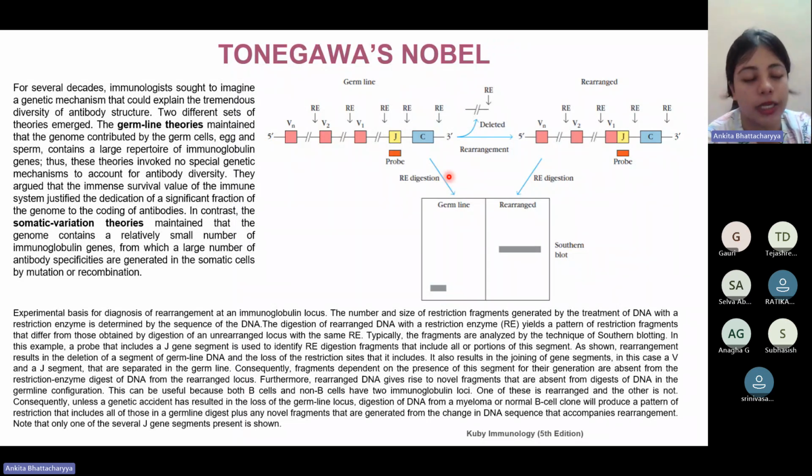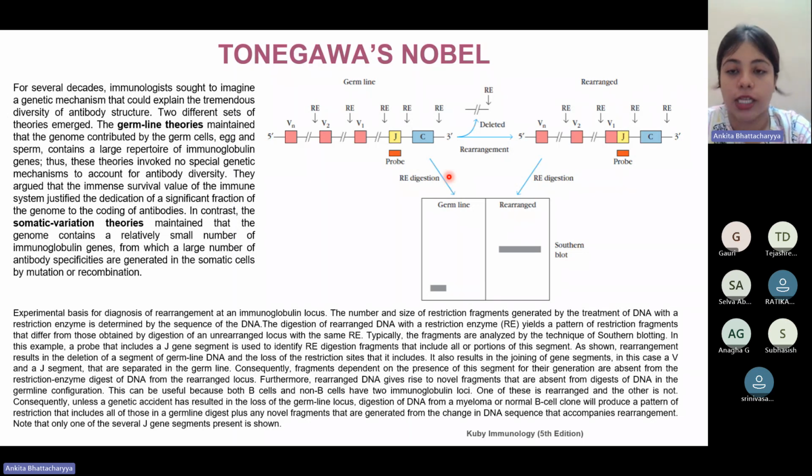How can that detection be done? I hope you're familiar with it. There's a technique known as southern blotting. If you're familiar with molecular biology techniques, it would be very helpful. If not, please let me know. I'll have to get into a little more detail about southern blot.